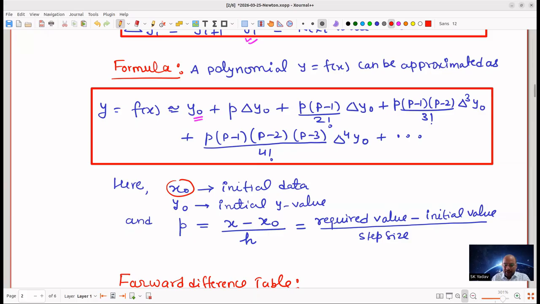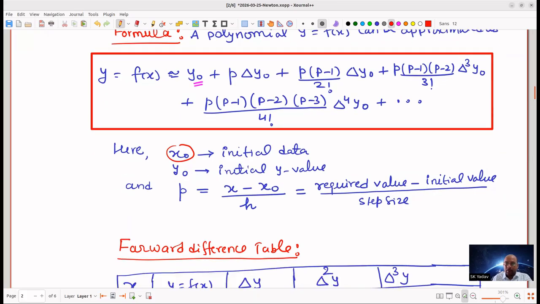So p equal to x means the required value I have taken as m xm. So at which point you want the value of function, that value minus the initial value divided by step size. Step size will be same between the data points, so the gap between two data sets is equal for every two points. So this is Newton's forward formula.